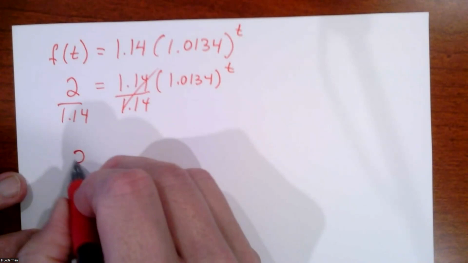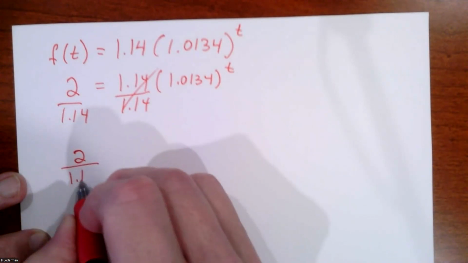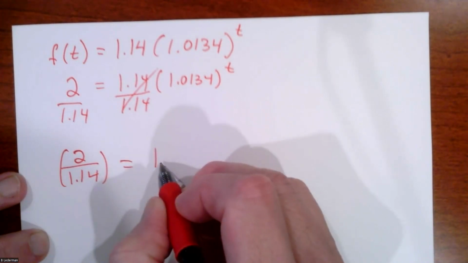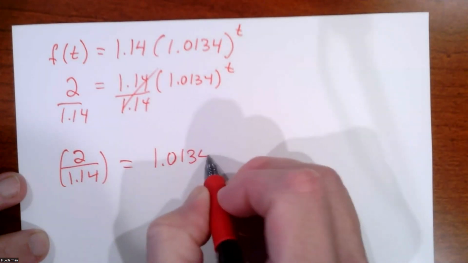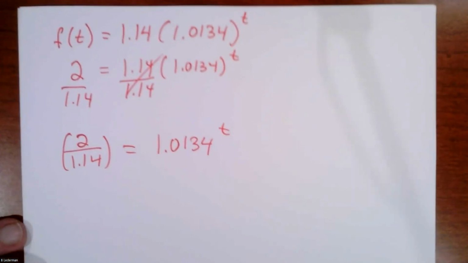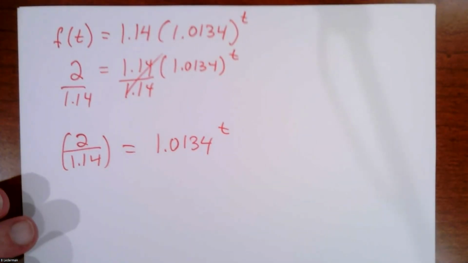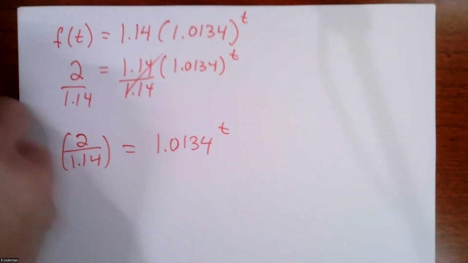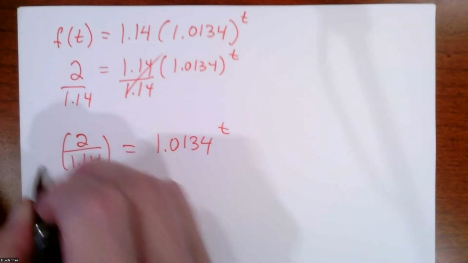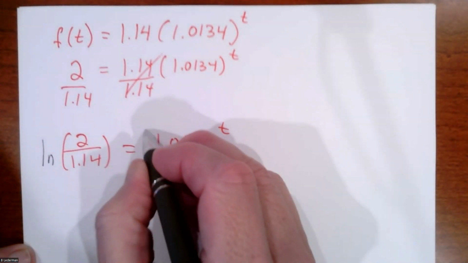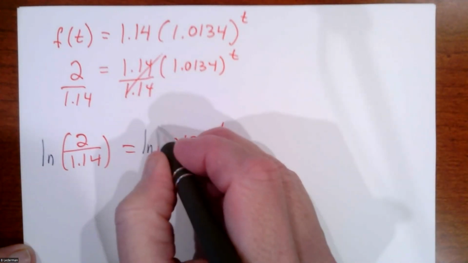So I get 2 over 1.14 is equal to 1.0134 to the t power. Now what I'm going to do is take the ln of each side. See, that's where it's going to come in to solve. I want to find t, so I'm going to take the ln of each side. So I'm going to take the ln of this side and the ln of that side.